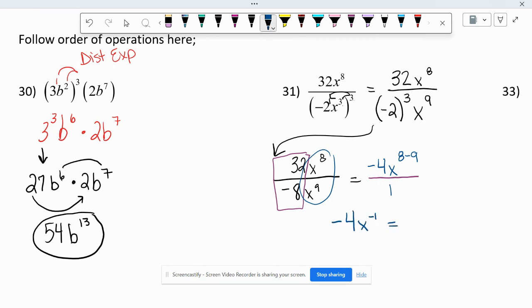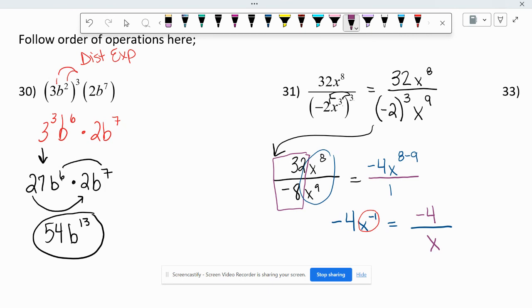Can I leave it like that? What do I have to do with that negative exponent? Drop it down to the bottom. I'm going to drop this down to the bottom. So I have negative 4 in the numerator, x to the 1st power in the denominator. And I'm not even going to write the 1. We don't even need to write that. Okay.